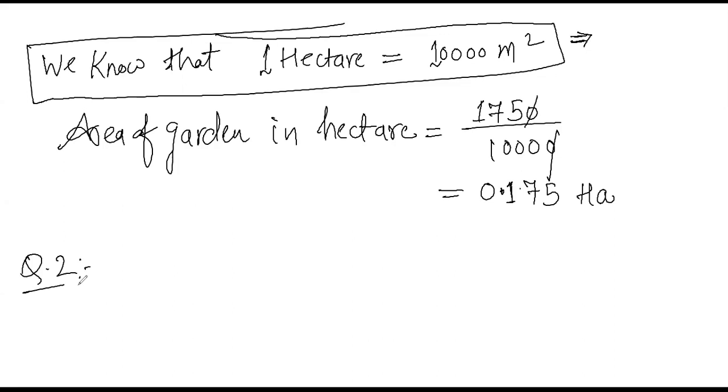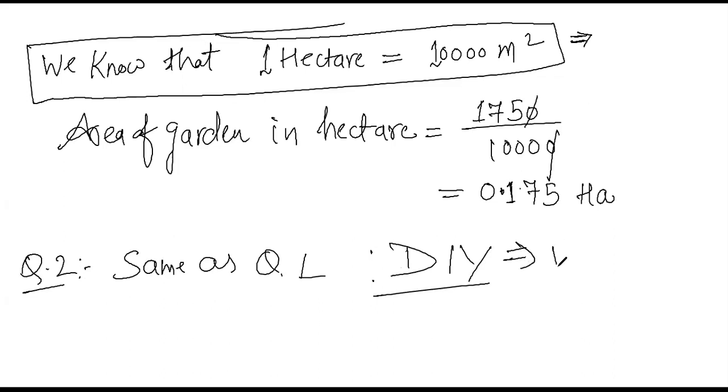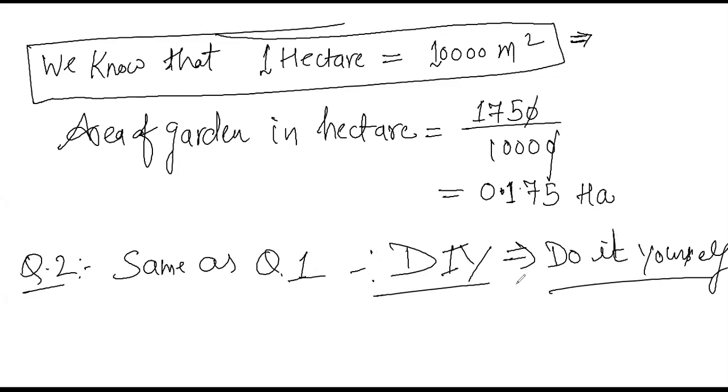A 3-meter wide path runs outside around. This is the same as question number 1. So DIY means do it yourself. Why am I writing this full form? Because 7th Bhagat students joined today. Azad students are well familiar with these words, I have told them many times. Azad students have no problem, Bhagat students may have a problem with DIY. That will be do it yourself.